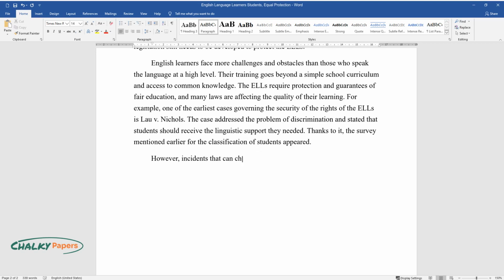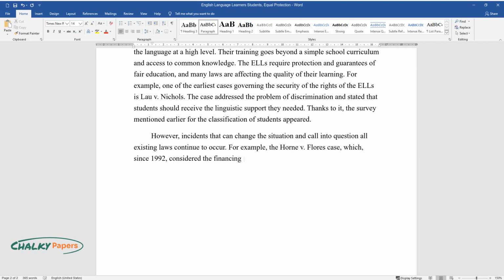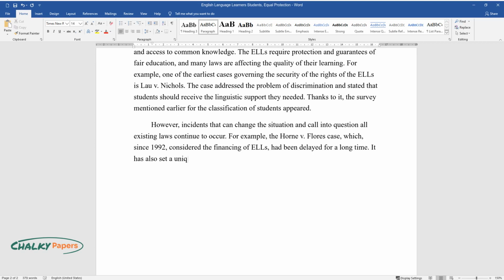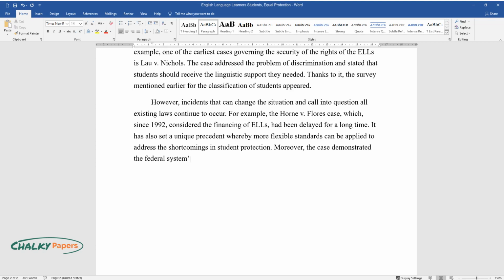However, incidents that can change the situation and call into question all existing laws continue to occur. For example, the Horne v. Flores case, which, since 1992, considered the financing of ELLs, had been delayed for a long time. It has also set a unique precedent whereby more flexible standards can be applied to address the shortcomings in student protection. Moreover, the case demonstrated the federal system's failure to protect the rights of the ELLs.